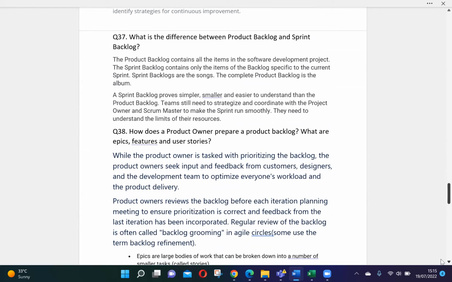I think what you have written is not correct. Okay, what I have said? You have not got it correct. Sprint backlog, what you have written is not correct. Okay. That's fine.